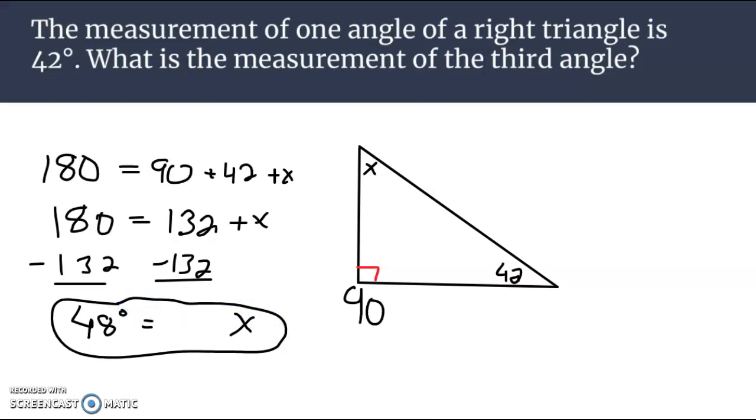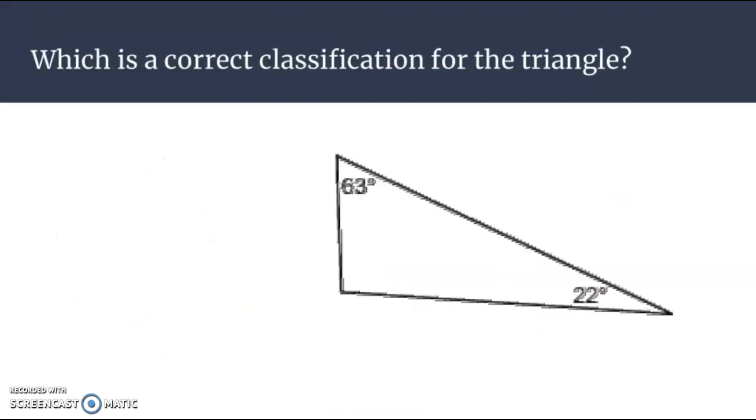Let's look at another scenario here. We have another triangle where we see 63 degrees. It's a little bit blurry. 63 degrees and 22 degrees. And we want to classify this triangle. Triangles can be acute, obtuse, or right. So once again, we've got to figure out the missing angle.